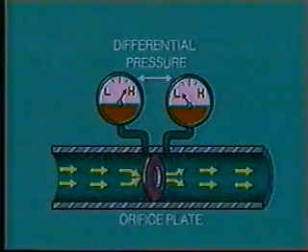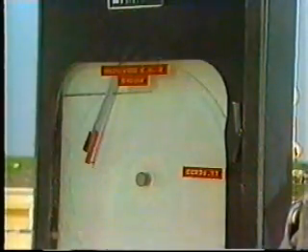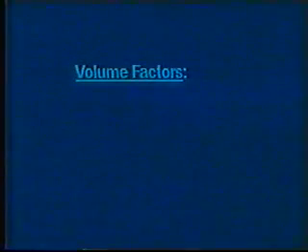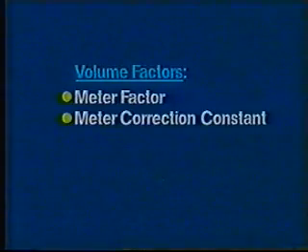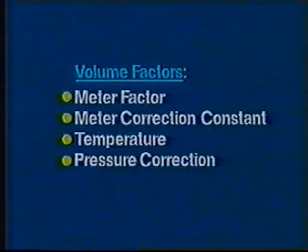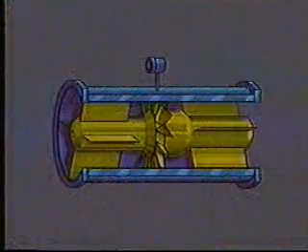With the orifice meter, the orifice plate creates a pressure drop. The differential pressure is recorded on a chart. Many times the static pressure is also recorded. This chart, when integrated and combined with the meter factor, meter correction constant, temperature, and pressure correction, provides the NGL volume. The turbine meter measures volume using the rotation of a rotor.